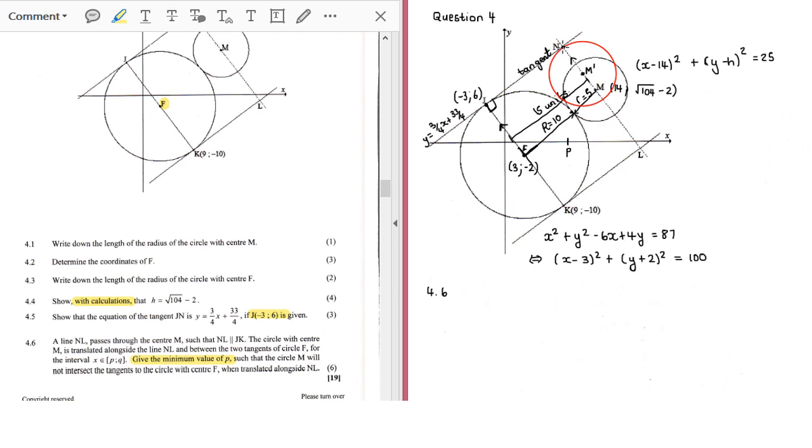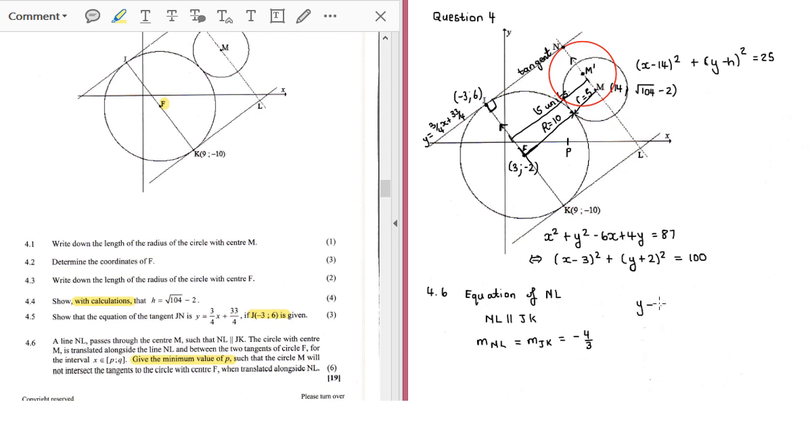Right, so the first thing we can do is to find the equation of the line NL. Okay, the first thing we know is that NL is parallel to JK, so the gradient of NL is equal to the gradient of JK, which we calculated as negative 4/3, if you can remember that.